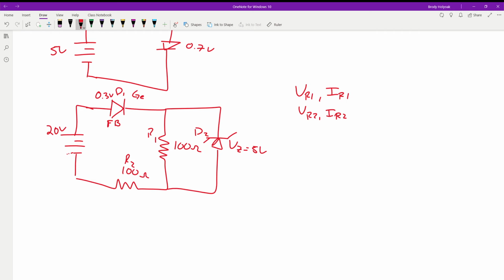Okay, what about the rest of our circuit? D2 will have 5 volts because the zener is in reverse bias. Because they're in parallel. So we'll have 5 volts across this. So we have 0.3 there. We have 5 volts there. What do we have across R2?